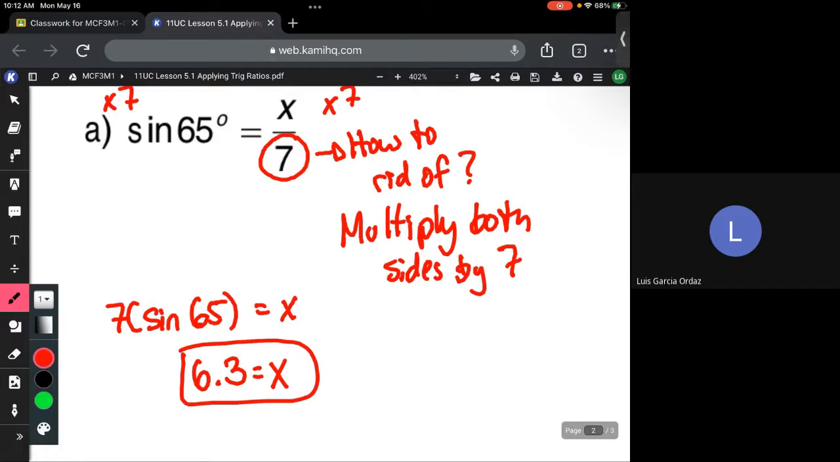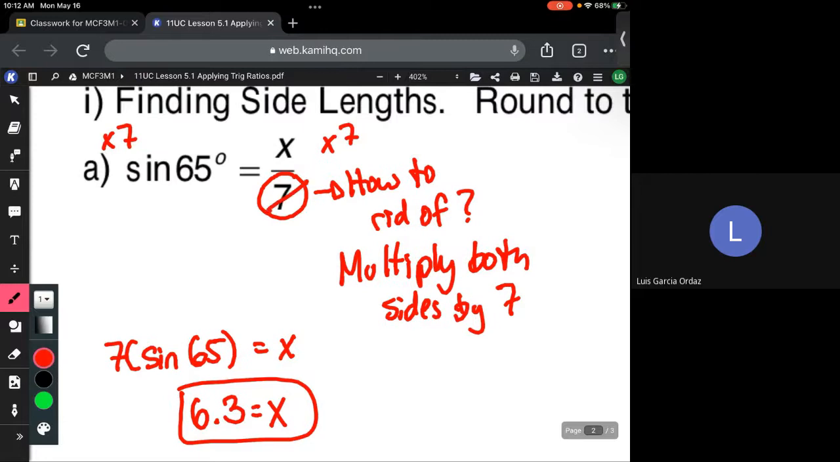Oh, wait. Yeah, so on this side the 7 gets canceled out. That's where you're left with x by itself. We have to show that we're multiplying by 7 as well. So this is what you do when you have your variable on the numerator: you multiply both sides by whatever the denominator is.